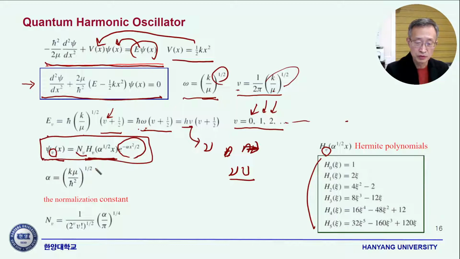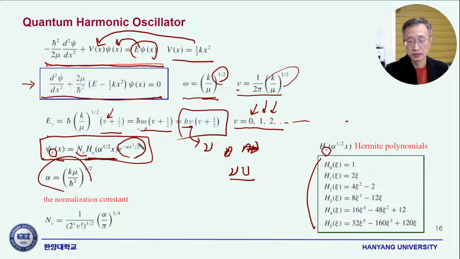So we have the wave function, and given alpha, we obtain the energy just like this. We solved the Schrödinger equation for the harmonic oscillator, using the harmonic oscillator approximation, in which V of x is 1/2 of kx squared.